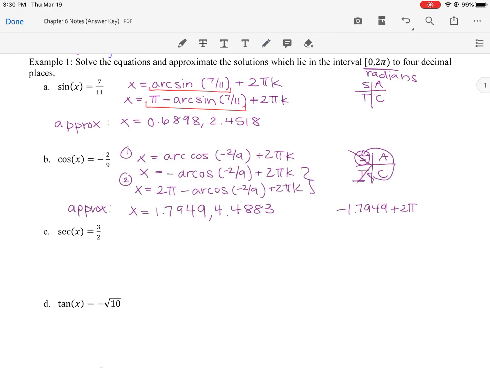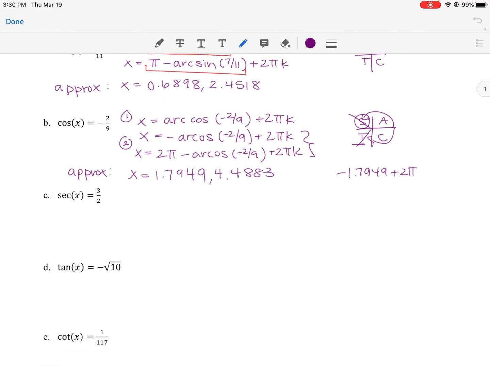Okay, let's look at the next one. The next one, we got secant. So remind yourself, I'm going to do a little side note over here, secant of x is the same as 1 over cosine. So therefore, this equation, 1 over cosine, is equal to 1 divided by 3/2. So if I wanted to flip that fraction, you'd have cosine of x equals 2/3. And I think that is going to be easier to solve with. Your calculator does not actually have arc secant, arc cosecant. So you're going to always have to convert it to sine, cosine, and tangent.